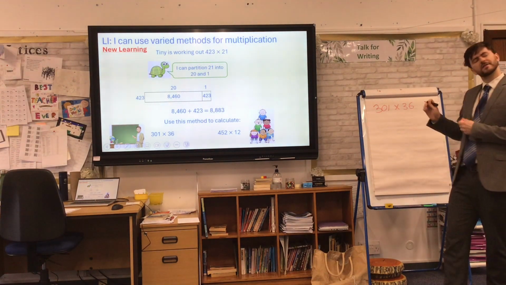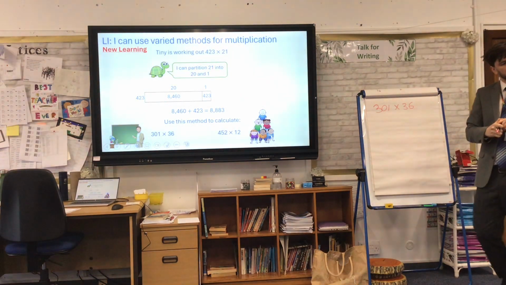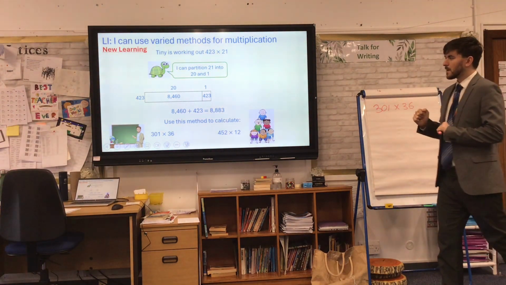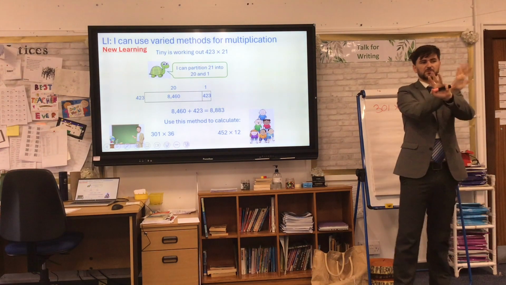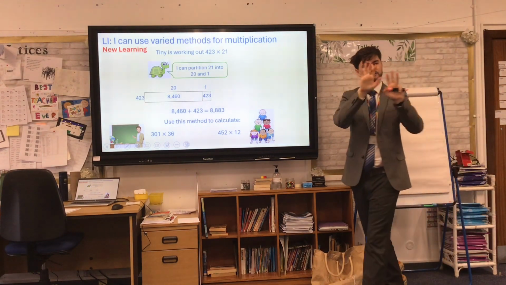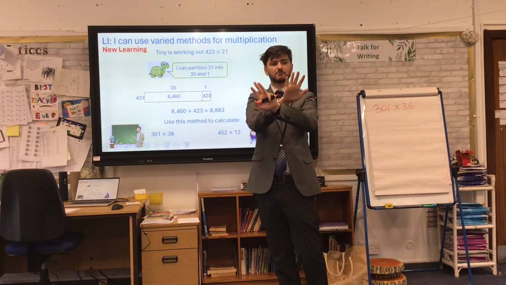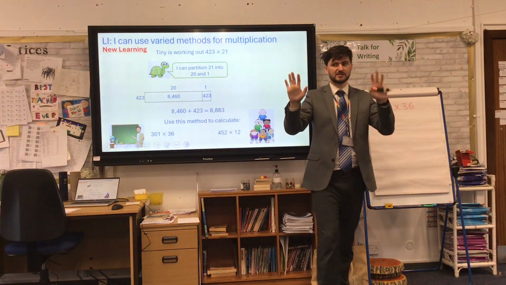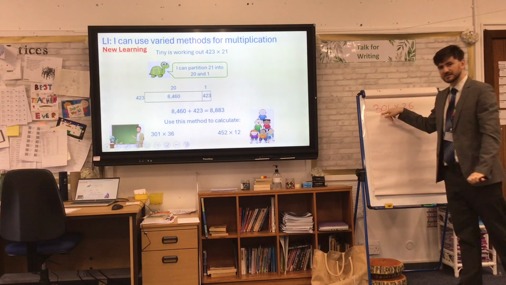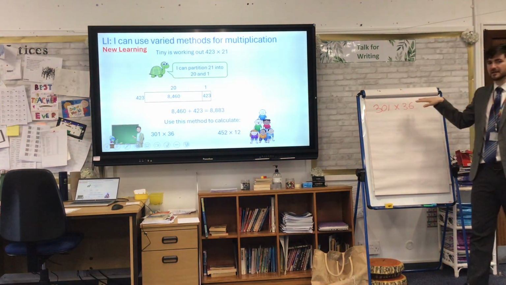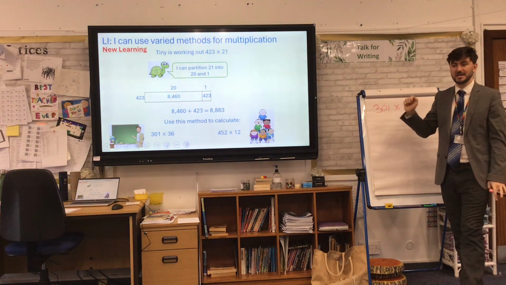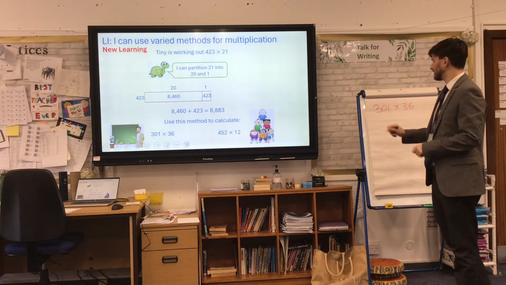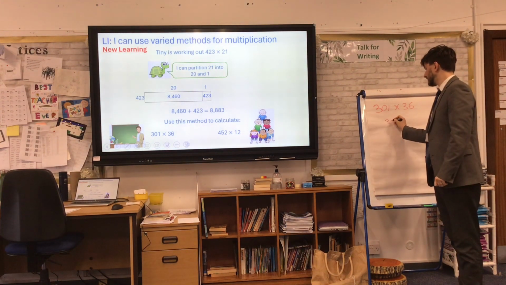36. Why the 36? That's the number you're changing 301 by. But we know that with multiplication the inverse is always true as well, so it doesn't matter which way round in the sum they are. So we could do it times 30 and times 6. 301 times 30 and then 301 times 6. I think there might be an easier way to do it. What might be an easier way to do it? If you just partition 301 into 300 and then 1.